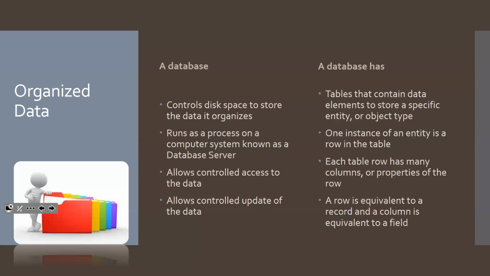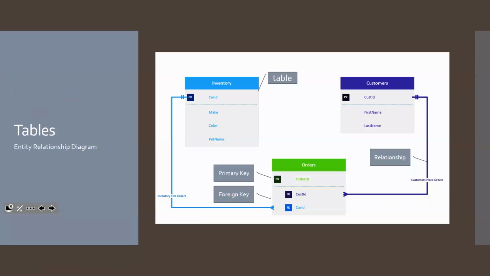When we have one instance of an entity, like the student named Bob, that's going to be one row in our student table. And each table row has lots of columns or properties of the row. So our student named Bob might have columns like student ID, name, and graduation year, and things like that. When we're working with a database table, a row in the table is equivalent to a record, and a column is equivalent to a field. So it's just different terminologies for the same thing.